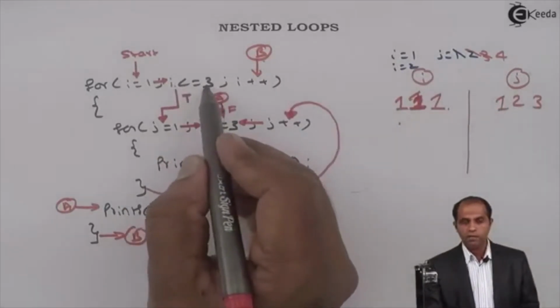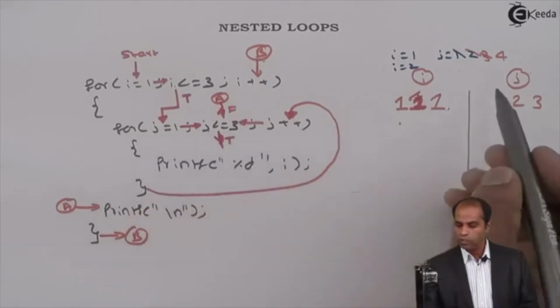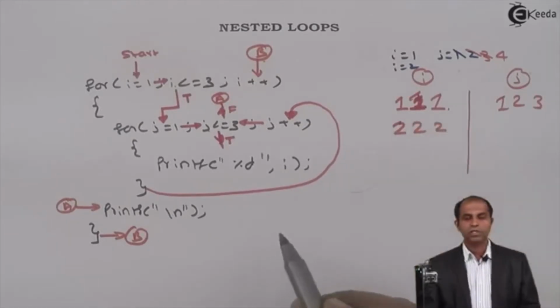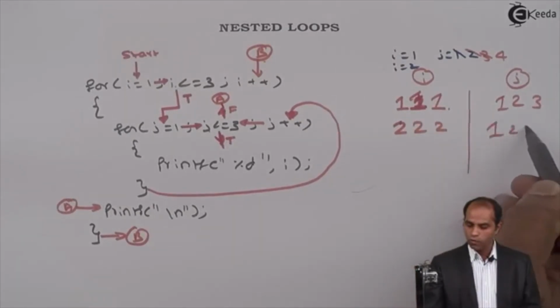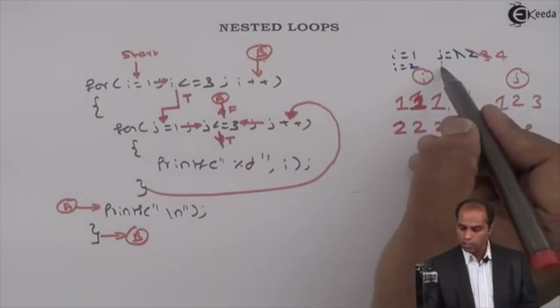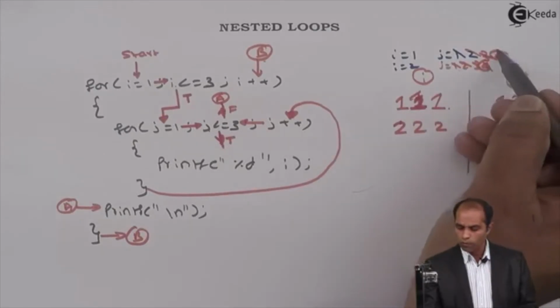2 less than 3, true. True in the sense, again j has to go from what to what? 1 to 3. So j has to go from 1 to 3, and all the time your i is 2 in this case. And if it is j, again j will go from 1 to 3. So again go back, i plus plus. So here j is 1, 2, 3, 4, stop.